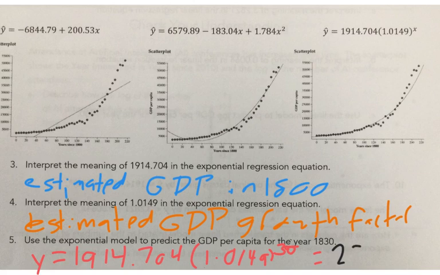What'd we get? 2984.003. And what's it supposed to be in 1830? 3039.1584. Is that kind of close? You take that as an okay? I mean, it ain't great, but it's okay, right?